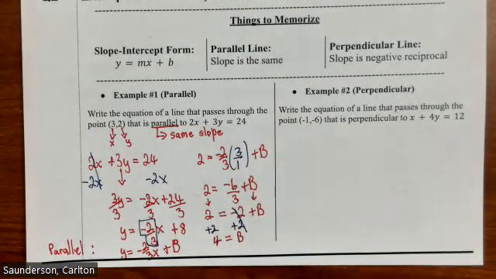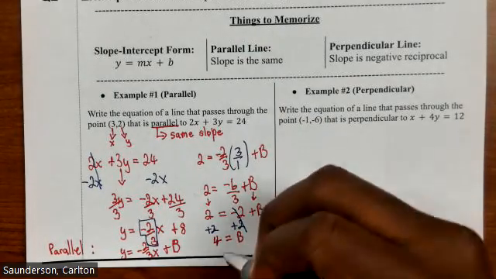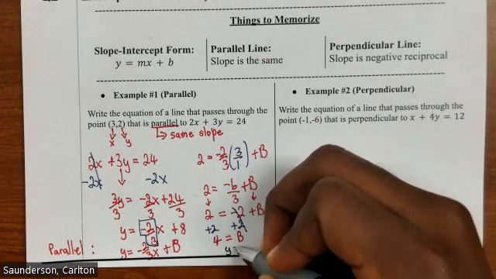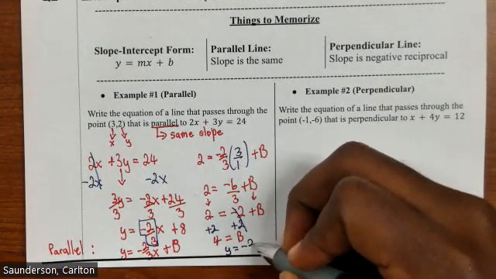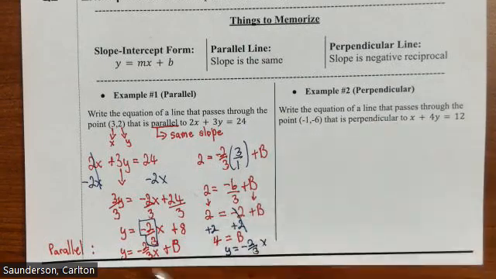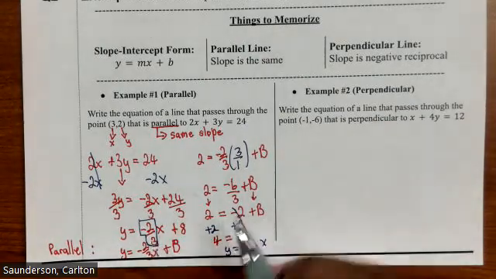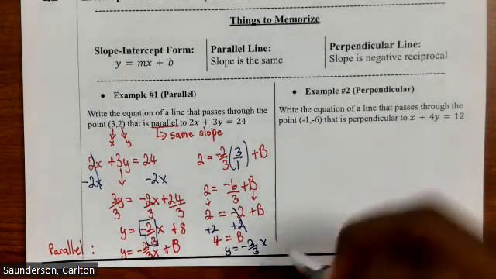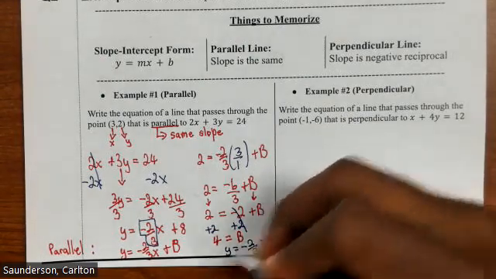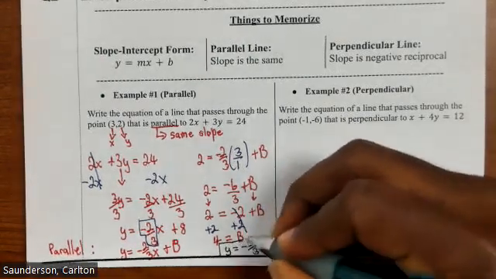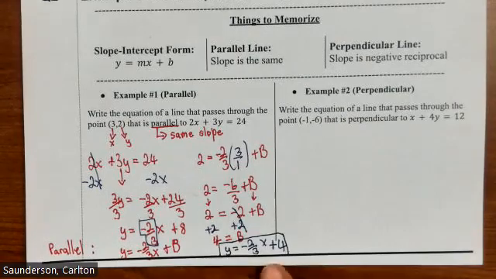So my new equation that represents my parallel is going to be y = negative 2 over 3x, the same slope, but instead of writing plus b, I'm going to write plus 4. So again, guys, that is my answer. All right, let's try the next one.